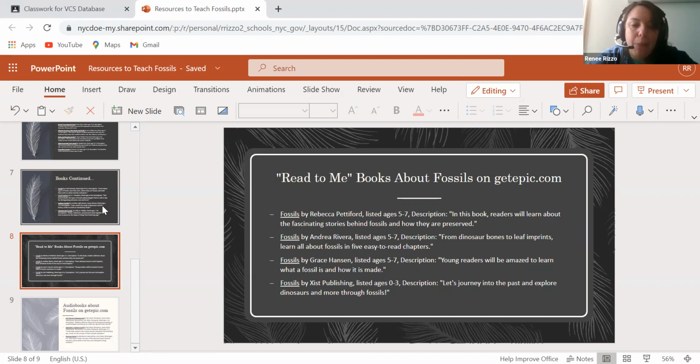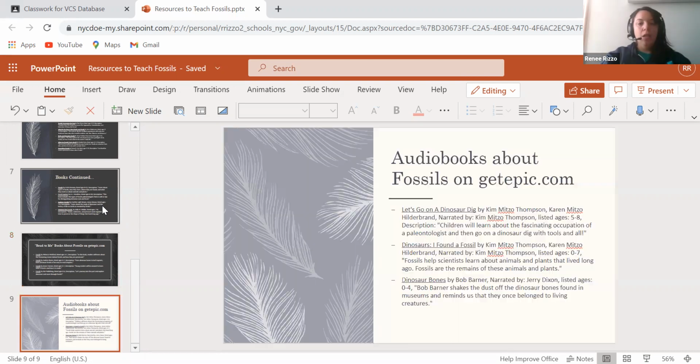Fossils by Zist Publishing, listed ages 0 through 3. Description: Let's journey into the past and explore dinosaurs and more through fossils. Audiobooks about fossils on GetEpic.com. So audiobooks would be ideal for your auditory learners or for students with visual impairments who draw no benefits from having the visual supports of the book.